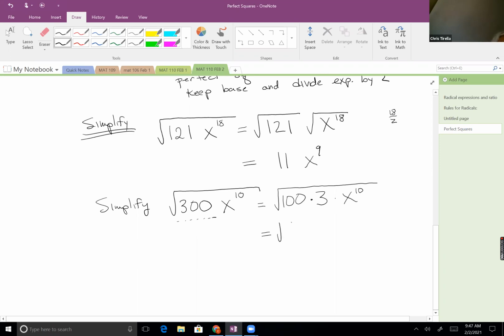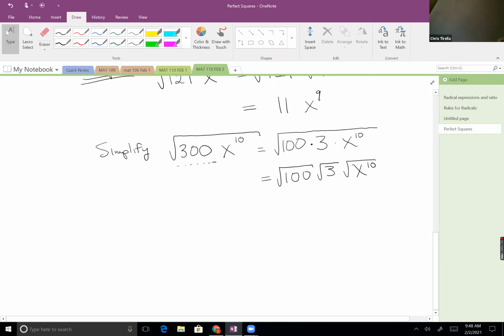This next line, I like to take the time to write out because I find that when people don't write it out, they have a tendency to make careless mistakes. When I take the time to put a square root over each factor, it helps me remember, okay, what's the square root of 100? Just 10. And it's just 10, there's no radical left. What's the square root of 3? That I can't take, so it's going to stay the square root of 3, and that factor stays under the radical. And then because that x has an even exponent, I can take its root, and it'll be x to the 5th.